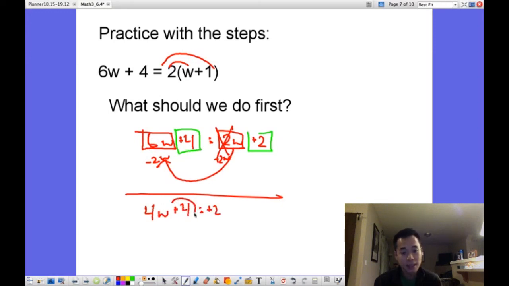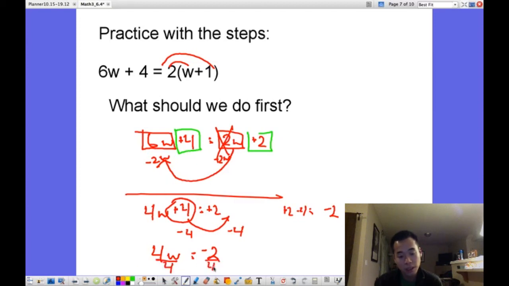Next, I need to get this 4 across the equal sign by doing its inverse. The inverse of positive 4 is negative 4. I'm going to add negative 4, or minus 4, from both sides. I get 4w is equal to positive 2 minus 4, which is negative 2. So I get 4w is equal to negative 2. And what do we do here? To solve for w, I divide both sides by 4. And this one, I get w is equal to negative 1/2. In this case, I get a fraction.